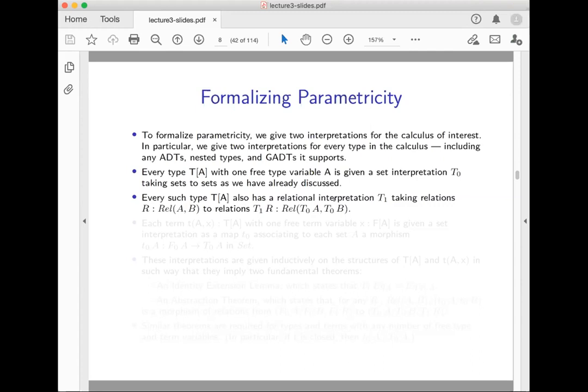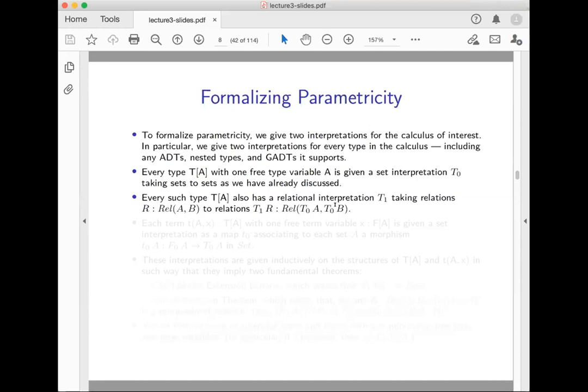Okay. So, you're going to give... Meaning that R is all the relations from A to any B? No, meaning that R is a particular relation that has domain A and codomain B. So if you give me a relation R between A and B, then T1 of R should be a new relation. What should its domain be? It should be T0 of A. And what should its codomain be? It should be T0 of B.